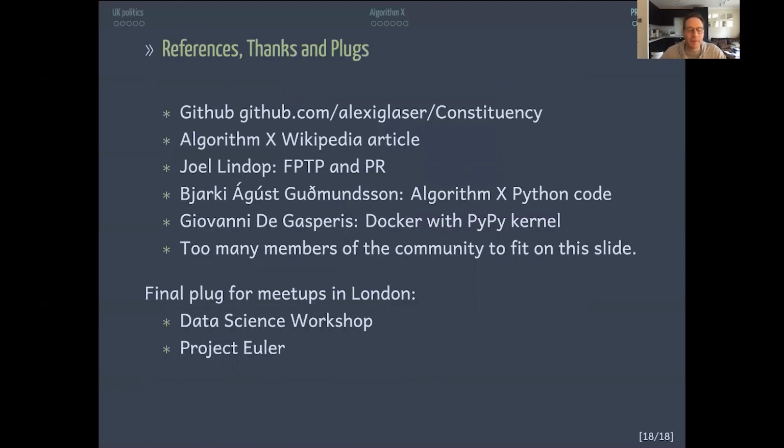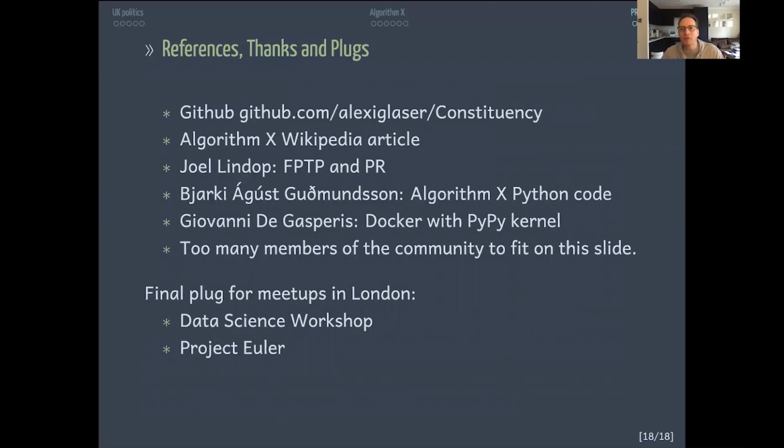Just the final thing, I do want to say a few thanks and quick references. If you can see my slides, these links are available, and my GitHub code that I used is on there as well. There's also a Wikipedia article on Algorithm X and the dancing links method, which sped things up, about how you can delete and insert elements of the list, which really sped things up.